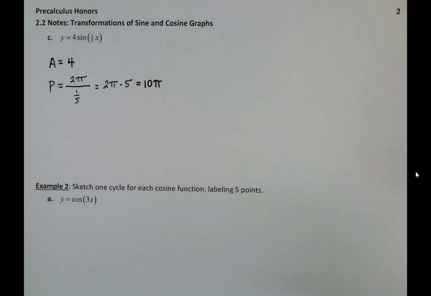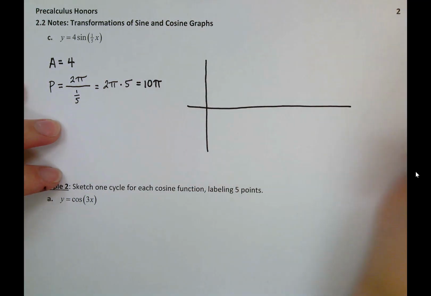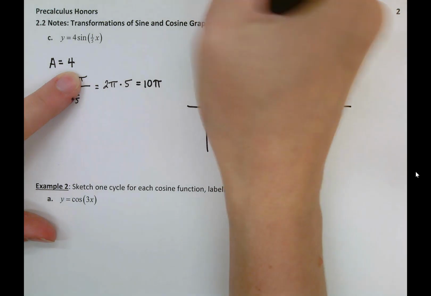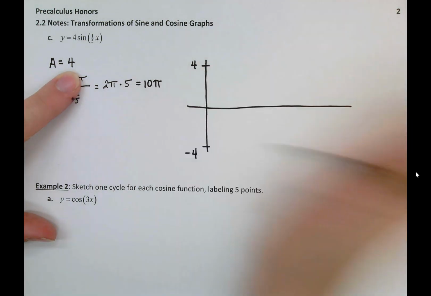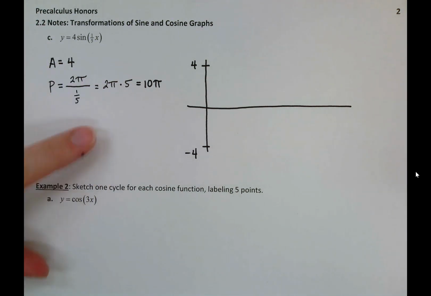All right, so let's go ahead and draw our axes. So the way I do this is I just go ahead and set my amplitude. I just draw a tick mark on my y-axis at 4 and -4, and so that's kind of like the range of where my graph is going to go. And then my period is 10 pi. Again, I didn't have any horizontal shifts, so we're starting at 0 and we're going to end at 10 pi.